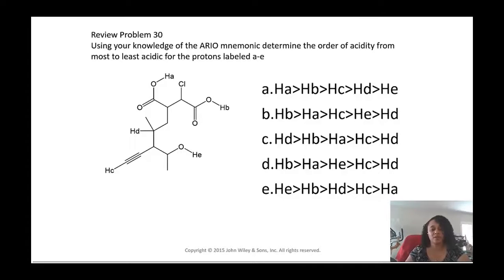And the review question from the previous chapter is about acid-base chemistry. So look at this molecule. This is more of a question that has multiple things associated with it. Look at this molecule and decide what is the most acidic, what's the least acidic, and try to fill in the middle.